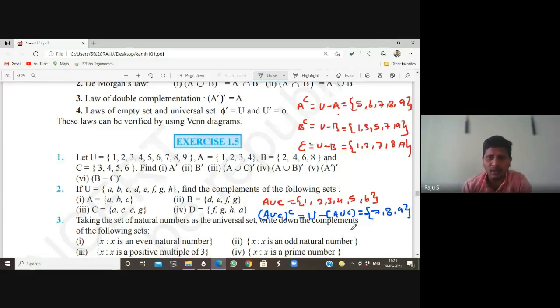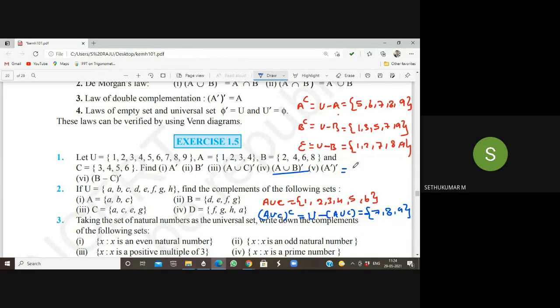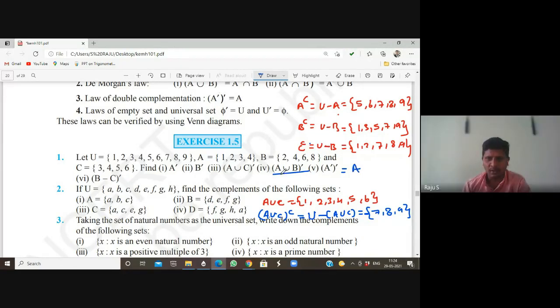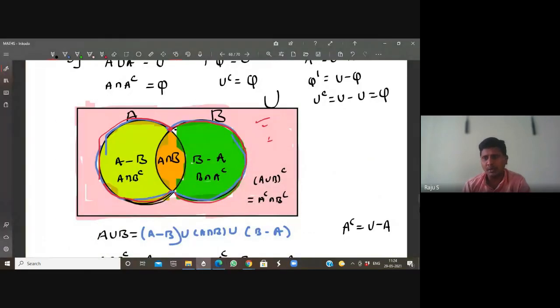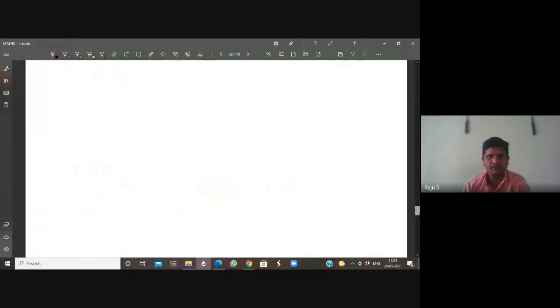Okay, I'm going to write one question. This is A union C whole complement. I'm going to find A union B. So what is the answer we are going to get here? First we'll find A union B whole complement. Here I want to write each and every step. I want to find A union B whole complement. Okay, students, right.